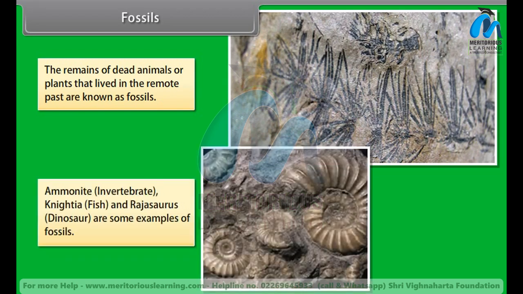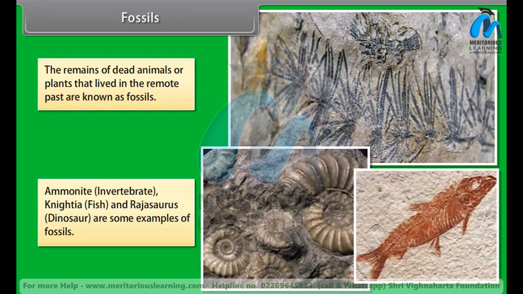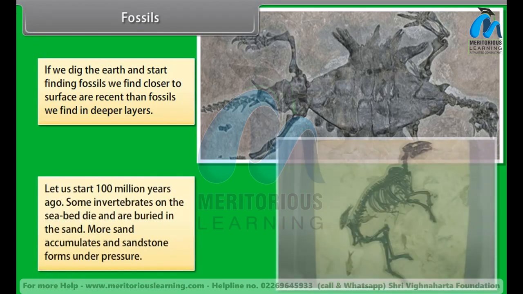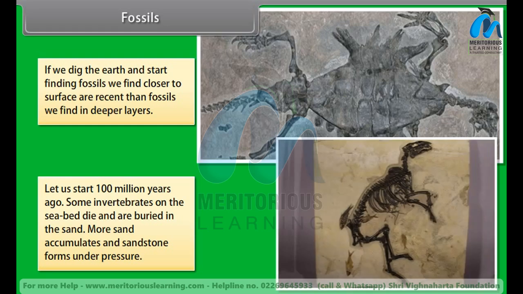Ammonite, an invertebrate, Nicaea, a fish, and Rajasaurus, a dinosaur, are some examples of fossils. If we dig the earth and start finding fossils, those closer to the surface are more recent than the fossils we find in deeper layers. Let us start 100 million years ago.